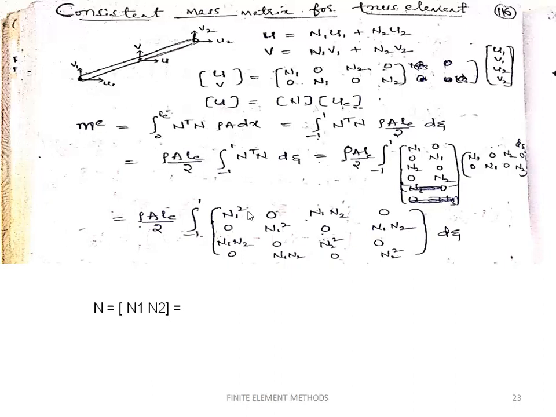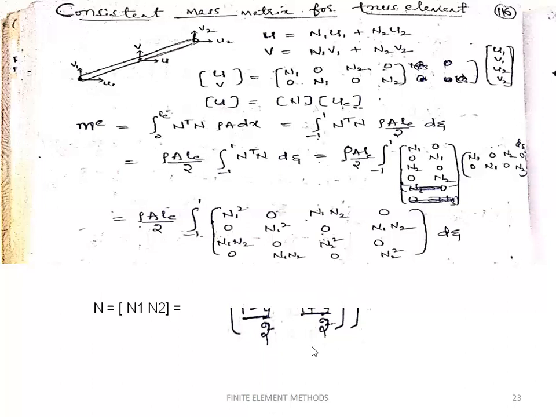So 4 by 2 into 2 by 4 will become the 4 by 4. The 4 by 4 matrix obtained here is [n1 square, 0, n1 n2, 0; 0, n1 square, 0, n1 n2; n1 n2, 0, n2 square, 0; 0, n1 n2, 0, n2 square] d zeta, and this should be integrated from -1 to 1. Here N is called n1 n2, and n1 can be defined in terms of the natural coordinate system as 1 minus zeta by 2. Similarly, n2 can be defined as 1 plus zeta by 2.